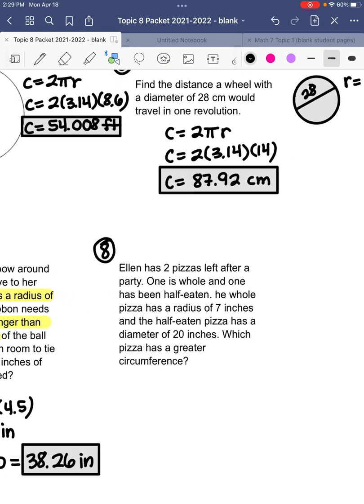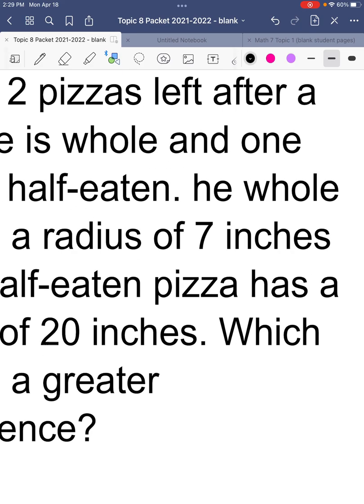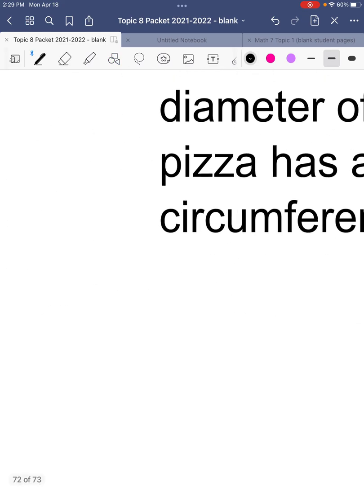Okay, number 8. Ellen has 2 pizzas left after a party. One is whole and one has been half eaten. The whole pizza, sorry, that should have a T right there. The whole pizza has a radius of 7 inches and the half-eaten pizza has a diameter of 20 inches. Which pizza has a greater circumference? Okay, so let's first find the circumference of the whole pizza.